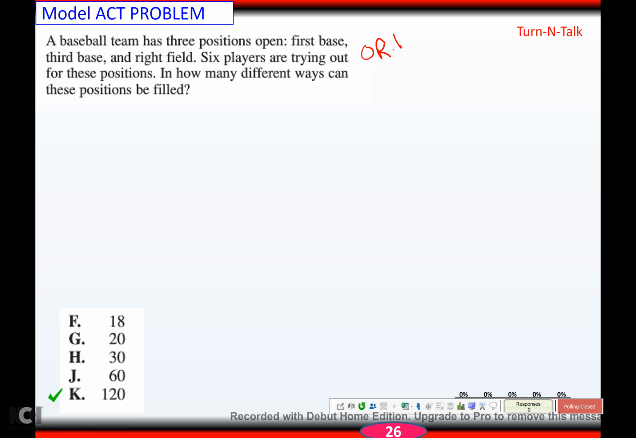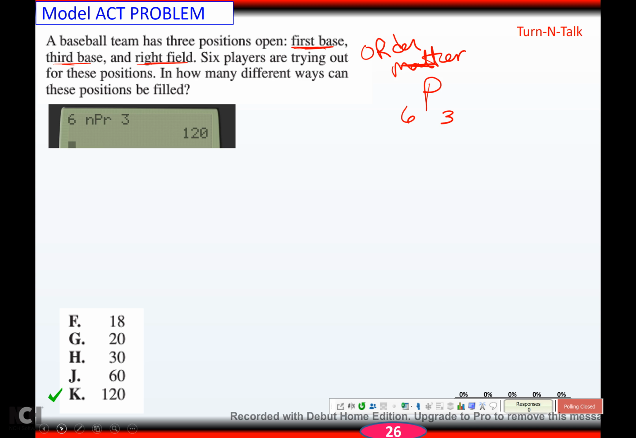Order matters here. Because it's not just saying I'm picking 3 kids to be on the team, any position. I'm picking specific positions. I need a first baseman, a third baseman, and a right field. So the order matters. Once you put someone in for first base, that's no longer an option for the rest. So it's permutation, not combination. And we have 6 and we're taking 3 at a time. So I type that in my calculator and I get 120.